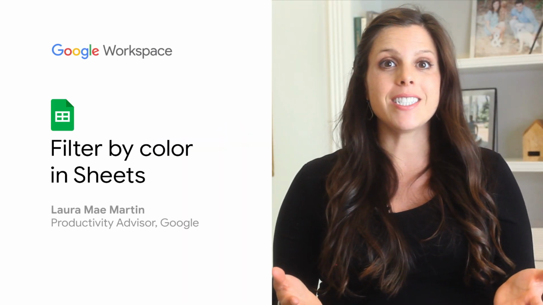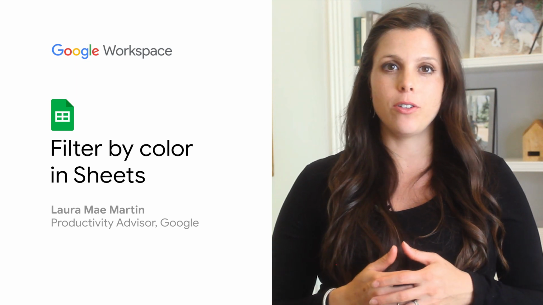Are you using certain text colors or cell colors in Google Sheets like green or red? Using conditional formatting to change the color of the cell based on its contents? Want to sort or filter your cells based on the color? Filter by color in Sheets in one easy step.